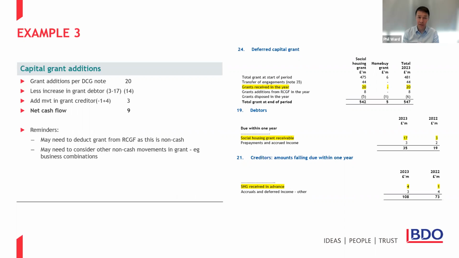An important reminder is to deduct any grant from the Recycled Capital Grant Fund. That's a non-cash item. You can see helpfully our note 24 includes Recycled Capital Grant Fund as a separate line item, so we don't incorrectly include it as a cash flow item. Again, you need to consider any other non-cash movements. So a business combination, for example, where you can see here we've got 44 coming in from a transfer of engagements. That's a non-cash item that we need to exclude from the cash flows.